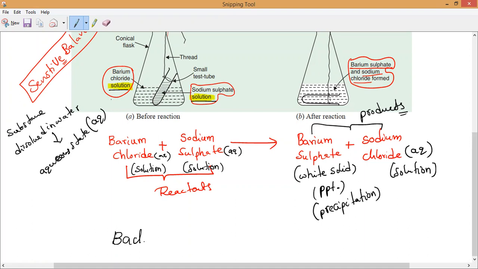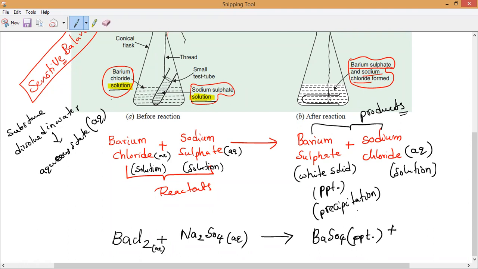So barium chloride formula is BaCl2. All of you should remember. Aqueous state. Sodium sulfate formula is Na2SO4. When I'm writing, you all should observe. Na2SO4 gives you barium sulfate, BaSO4, which is a PPT. PPT means what, Hari? Precipitation, an undissolved or insoluble solid. Plus, we get sodium chloride, which is in aqueous state. Is it okay, Mitakshri? Are you able to learn it? Yes, sir. So please remember. This is what will happen.